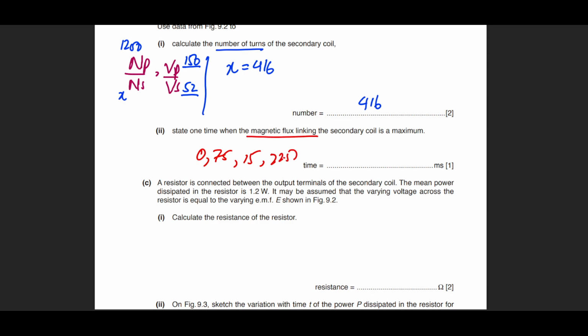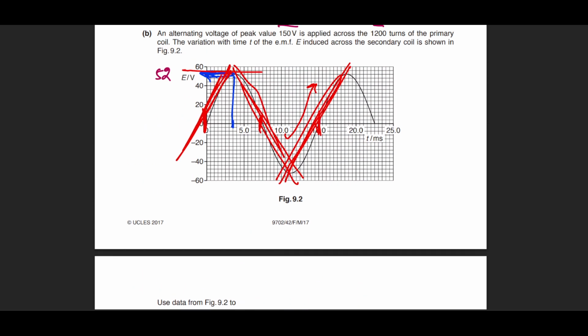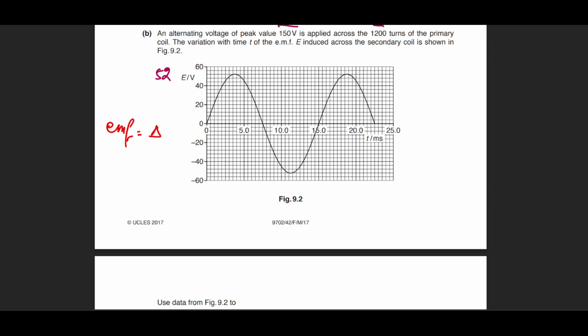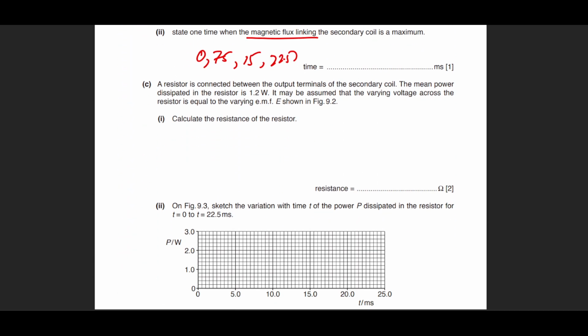You see, maximum flux linkage can only take place when the change of magnetic flux, or the change of EMF, is at its maximum. We're talking about the change, because we know that the induced EMF depends on the change of magnetic flux with respect to time. So we are looking at the gradient of the EMF graph if you want to find the maximum magnetic field change at a given time instant. Okay, so let's move on to the next question.